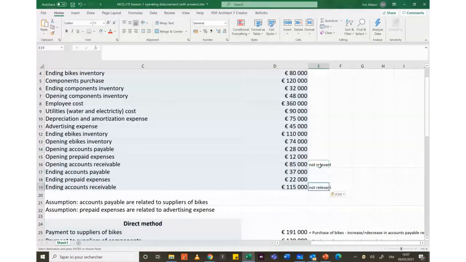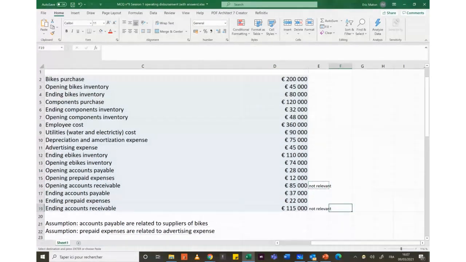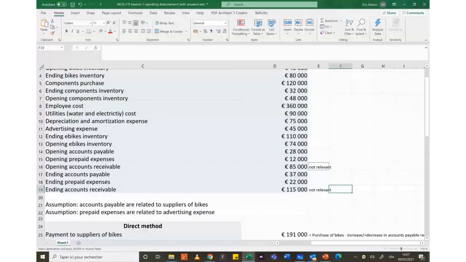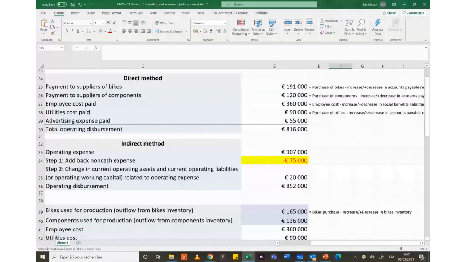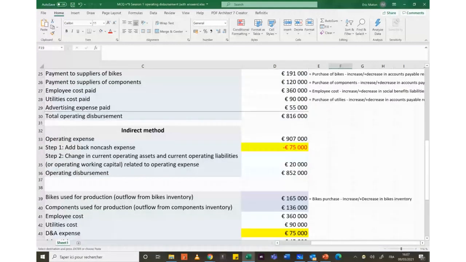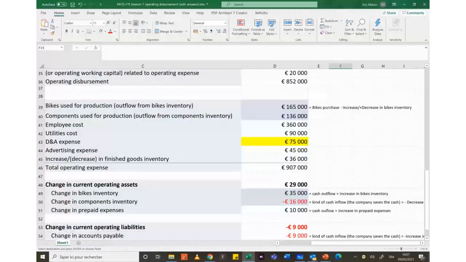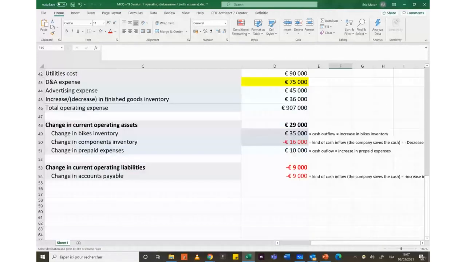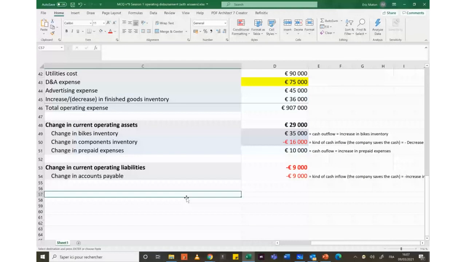Can I use all the rest? Prepaid expenses, depreciation. I'll check. But the good answer is 860. The other way to do the calculation, other possible calculation.